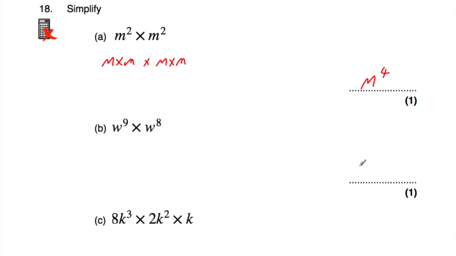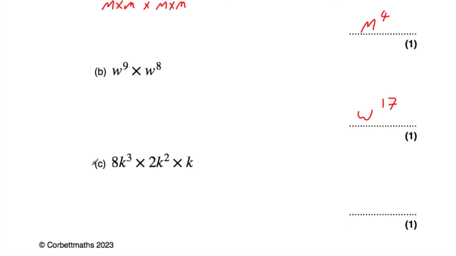Okay, here we've got w to the power of 9 multiplied by w to the power of 8. Again, we can just add the powers, so it'll be w to the power of 17. And if we wanted to, we could write out w times w times w and so on, and you'd end up with w to the power of 17. Okay, let's have a look at our next part, part C.